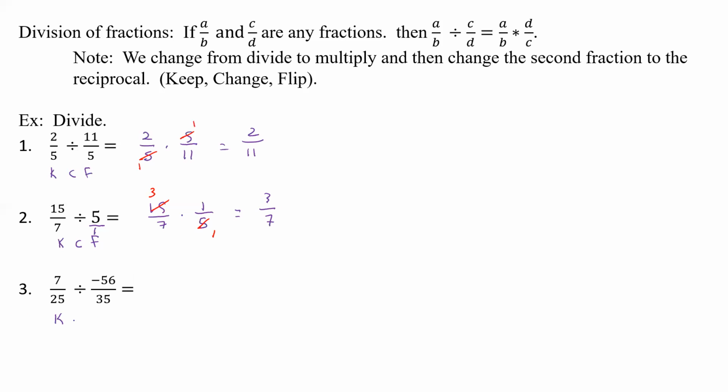All right, so we're going to keep, change, flip. So 7 over 25 stays, change it to multiply, and then we flip this one, so it's 35 over 56, and we'll make the negative on top here.